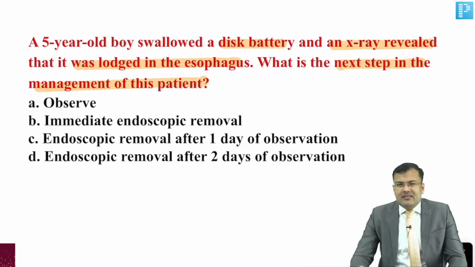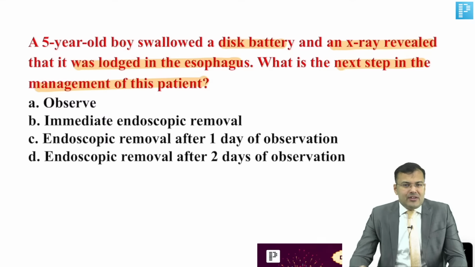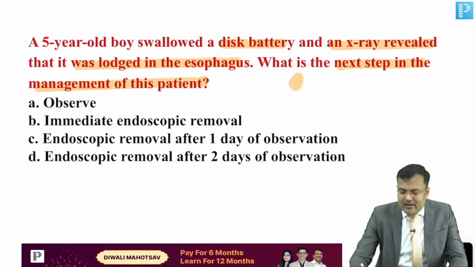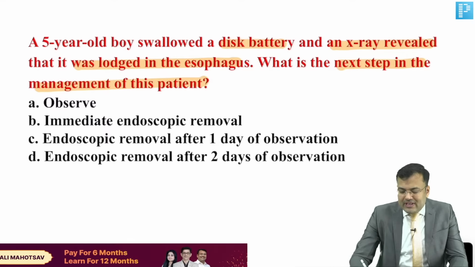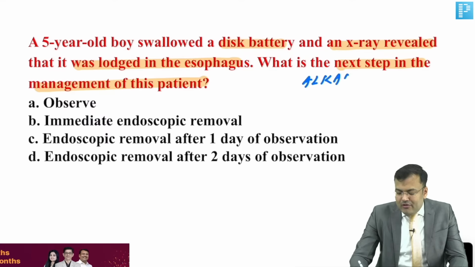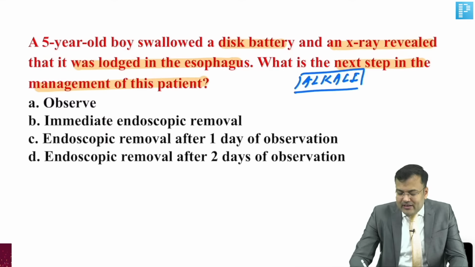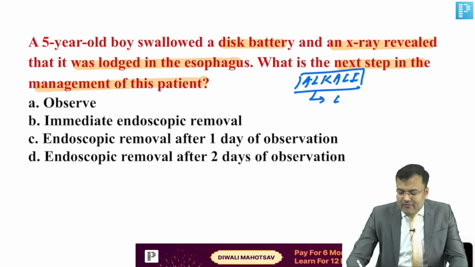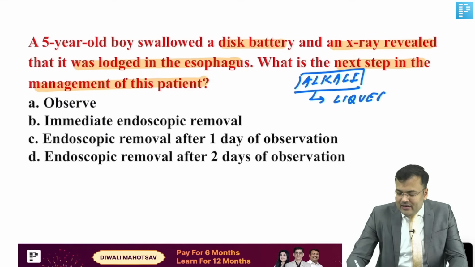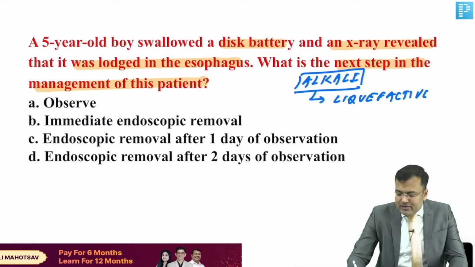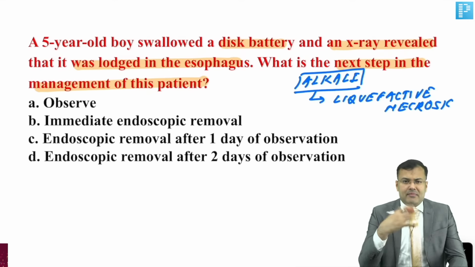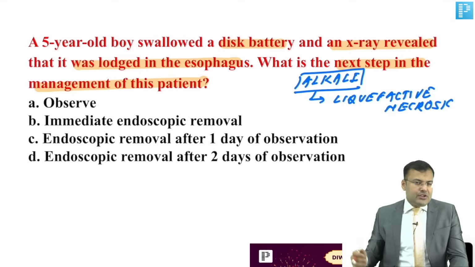What are the dangers with the button battery? You know, it contains lithium hydroxide. Is that acid or alkali? Guys, that's alkali. Which one is more dangerous, acid or alkali? It's alkali which is more dangerous, because alkali causes liquefactive necrosis, and if there is release of alkali from the battery, serial perforations are going to occur.